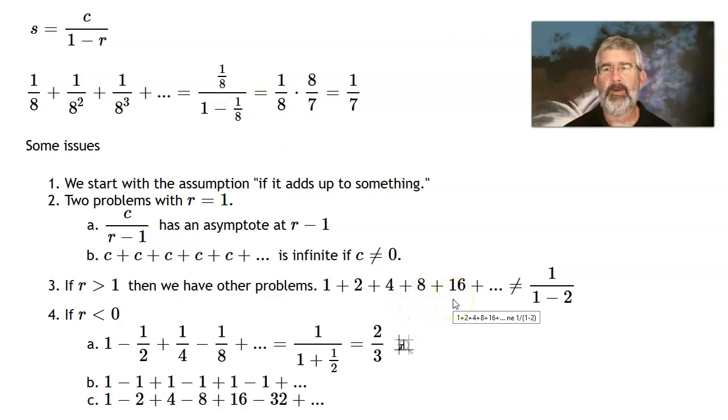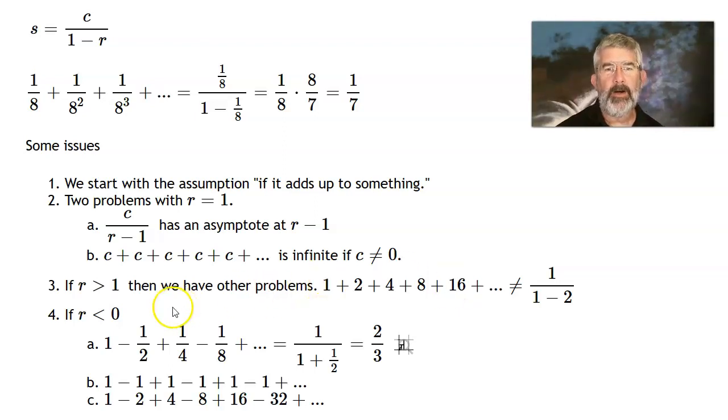It doesn't work. The thing is, this does not add up to something finite. Remember, the way we add up the infinite sum is we look at the partial sums and look at the limit. So the first partial sum is 1, the second partial sum is 1 plus 2, which is 3, 7, 15, 31, right? You keep adding on that next term and saying, does that sequence of numbers have a limit? And the answer is no, it goes to infinity. This does not add up to something finite.